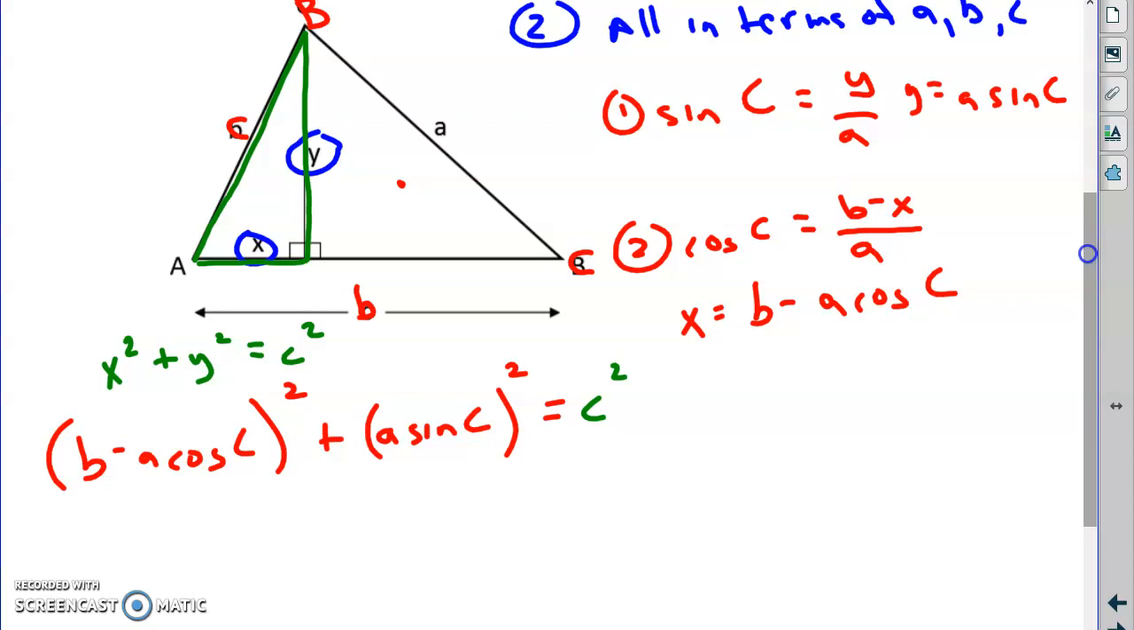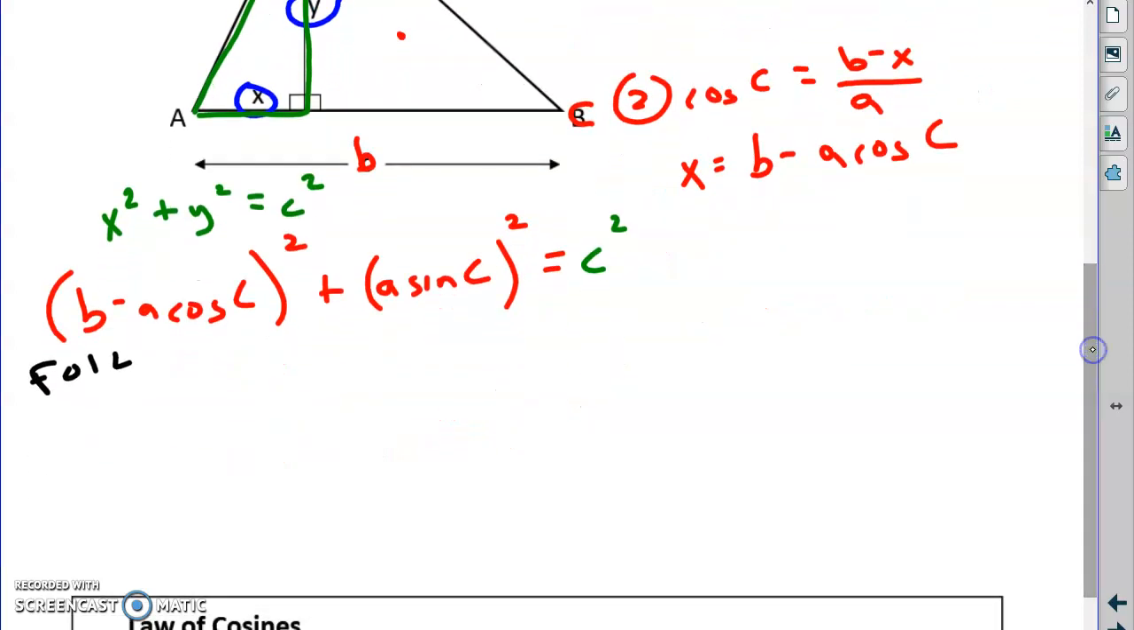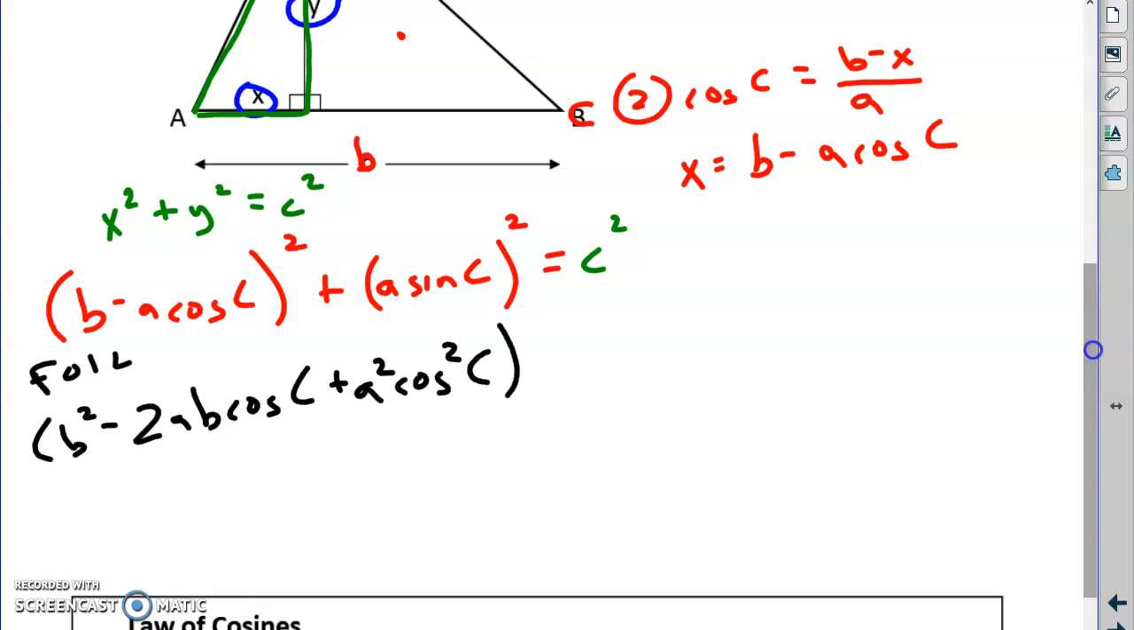If we have to take this binomial and square it, we get a FOIL. Let's do that real quick. b squared minus 2ab cosine of C plus a squared cosine squared C. Take a look at that. That should make sense to you from that binomial. Plus a sine of C squared is really a squared sine squared C equals small c squared.